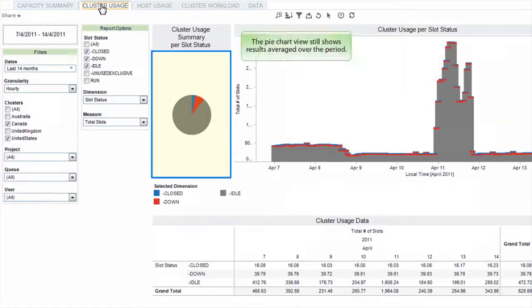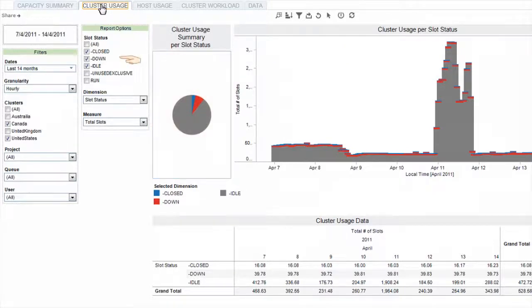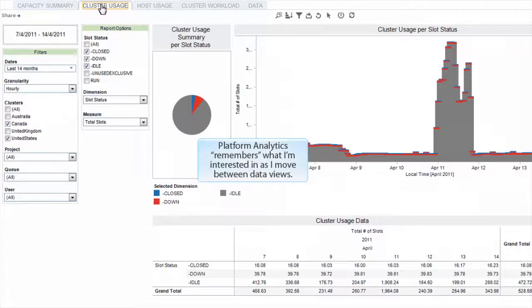We also see the pie chart representing averages over the period. Notice that we're still filtering on closed, down, and idle slots on the Canadian and US clusters. Platform Analytics remembers what I'm interested in as I move between data views. Let's look at things from a global perspective.